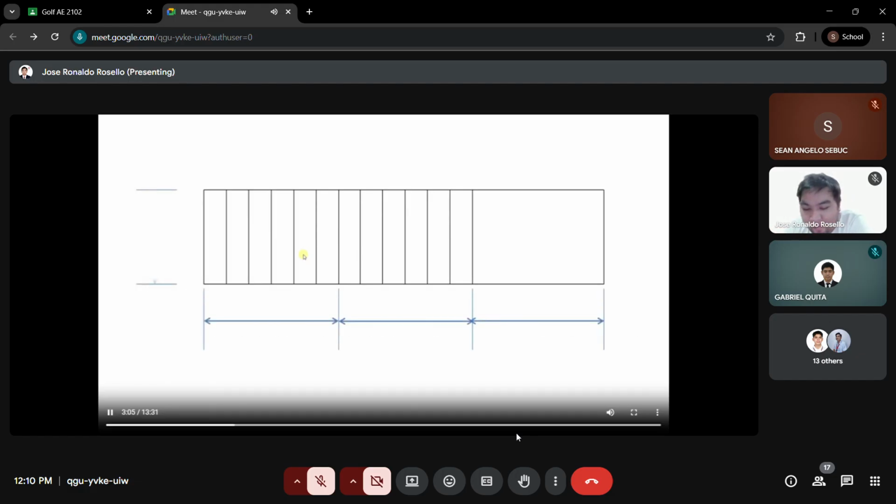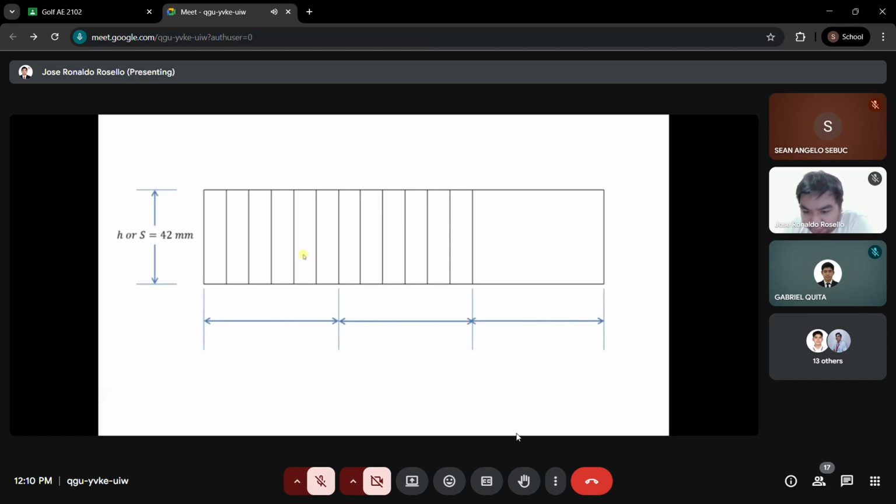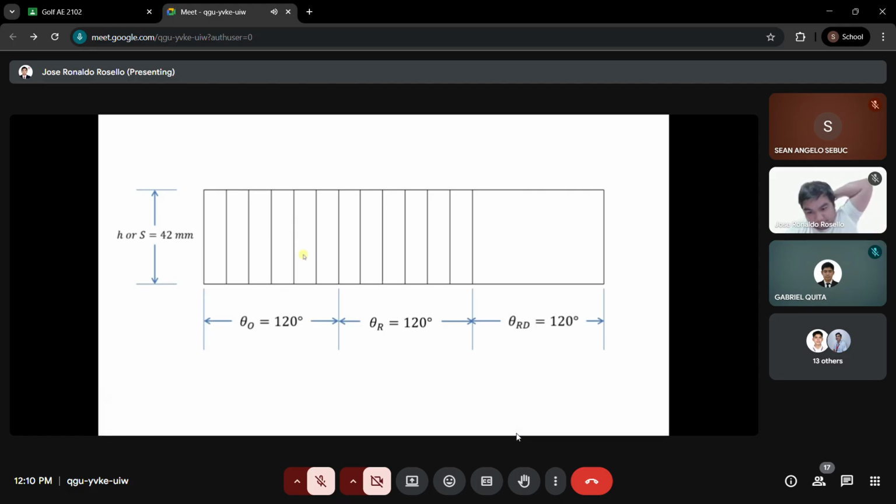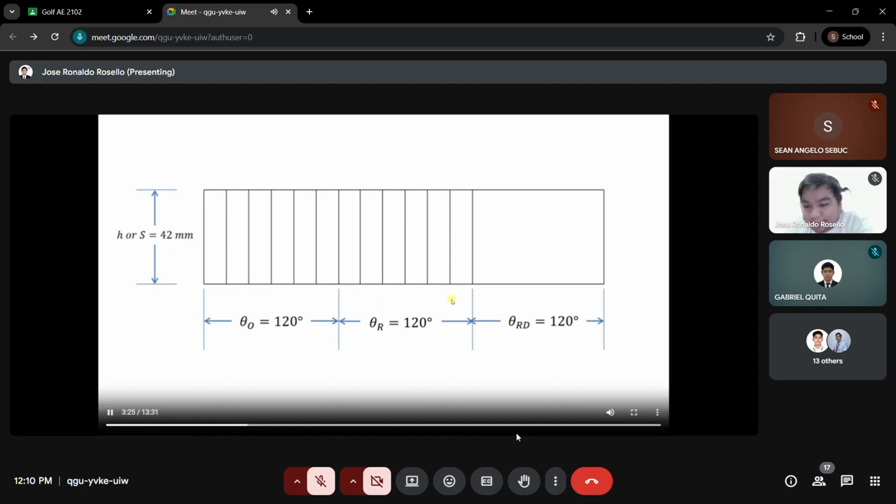So as you can see, the lift of the follower is 42 mm. So the arc distance which we have approximately converted into the vertical displacement. Then outstroke is 120 degree, return stroke is 120 degree, and return dwell is also 120 degree, and all of them are 6 centimeter by scale, and we have divided that particular 6 centimeter into 6 equal parts.